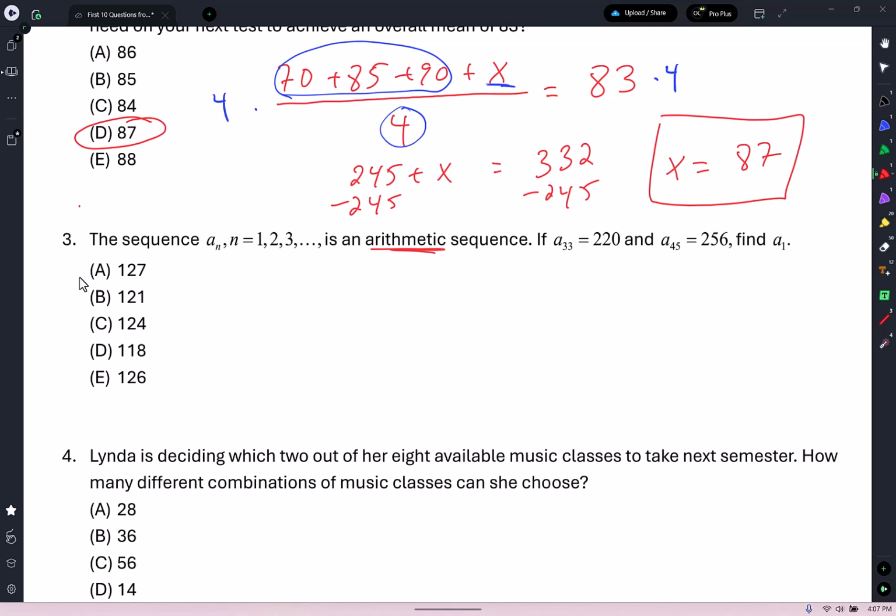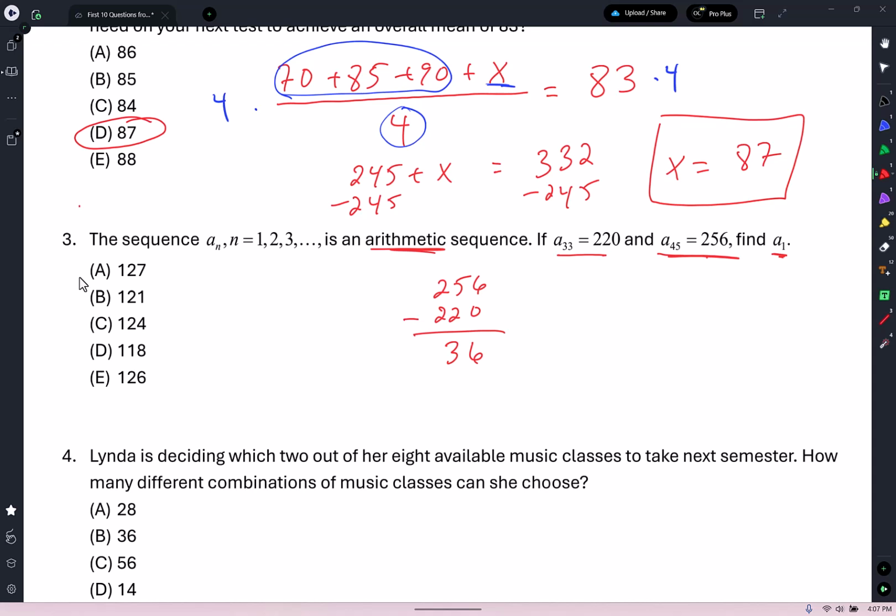If A of 33 is 220 and A of 45 is 256, find A of 1. Okay. First, let's find out how much they're adding every term. So do 256 minus 220: 20, 30, 40, 50. That's 36. So I found out that the difference is 36.